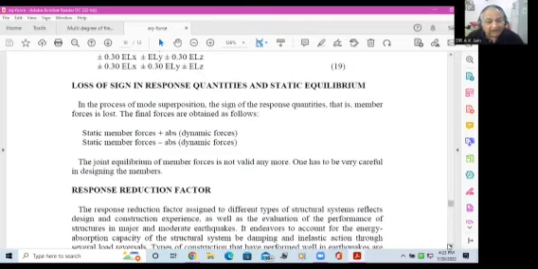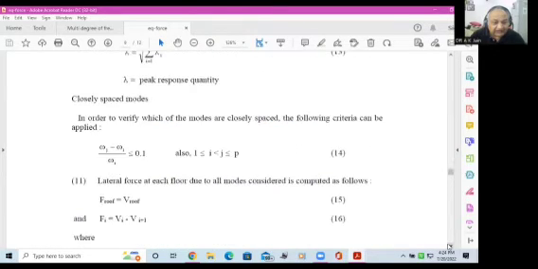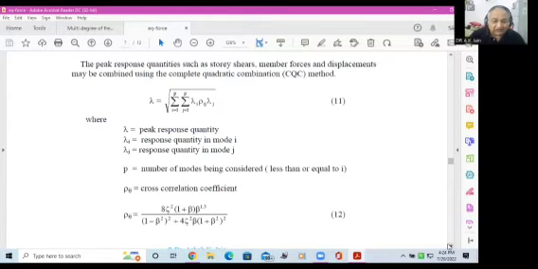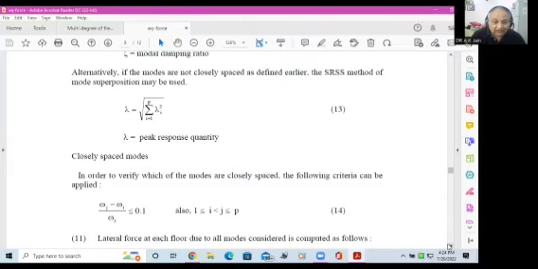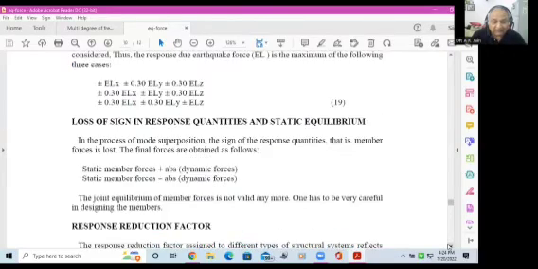Now here is another very important factor: loss of sign in response quantities and static equilibrium. In dynamic analysis, in the process of mode superposition, the sign of the response quantities, that is member forces, axial force, shear force, bending moment, is lost. That is, whether the force is tension or compression, hogging bending moment or sagging bending moment, that sign is lost because of the superposition, because we are using either the SRSS method or the CQC method. You can see here, we are using this square root formula, and by taking the square root, the sign is lost. Therefore, when we combine the dynamic forces with the static forces, that is, the static forces under dead load and live load, the sign of the earthquake force is lost.